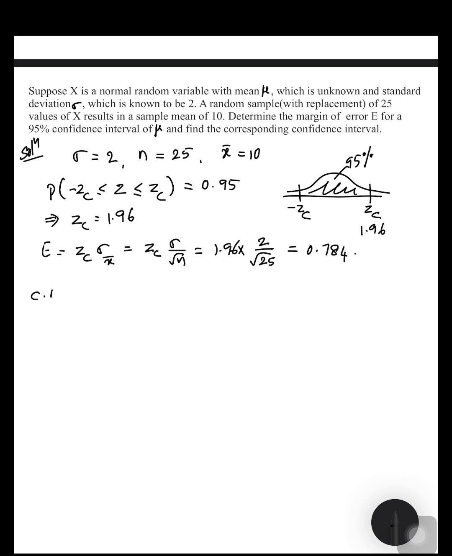And the confidence interval is given as x bar minus E comma x bar plus E, which is found to be equal to 9.216 and 10.784. So the probability that mu lies in this interval is 95%.